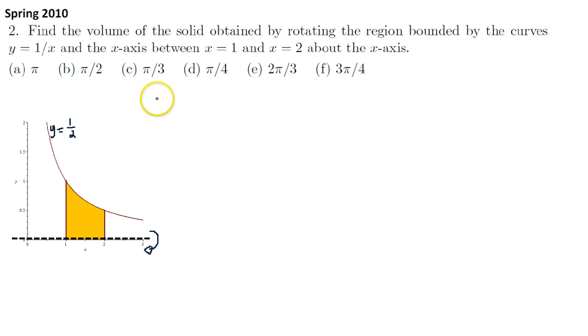So the first question you ask yourself is, is there a gap between your region and the axis? And the answer is no. When the answer is no, it's either disk or shell. 9 times out of 10, when you're trying to decide between disk or shells, you usually choose disk, but let me go further with it. You need to draw your rectangle.